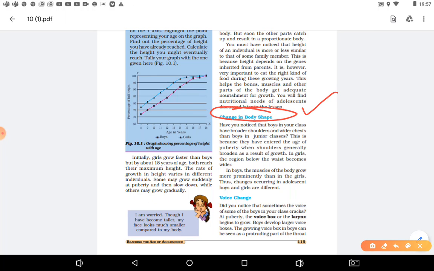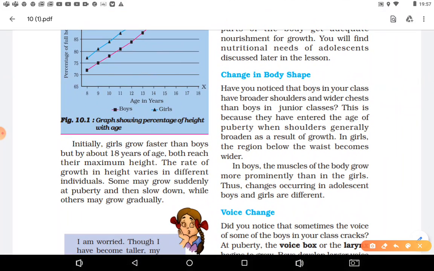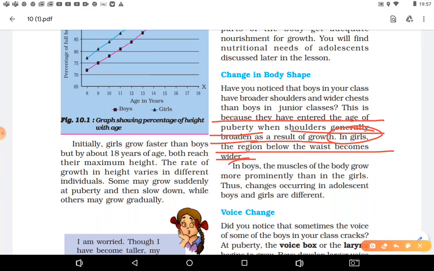When these changes occur, in the boys, because they have entered the age of puberty, the shoulders generally broaden as a result of the growth. In the girls, the region below the waist becomes wider. In the boys, the muscles of the body grow more prominently than in the girls, so they look very different during the adolescence period.